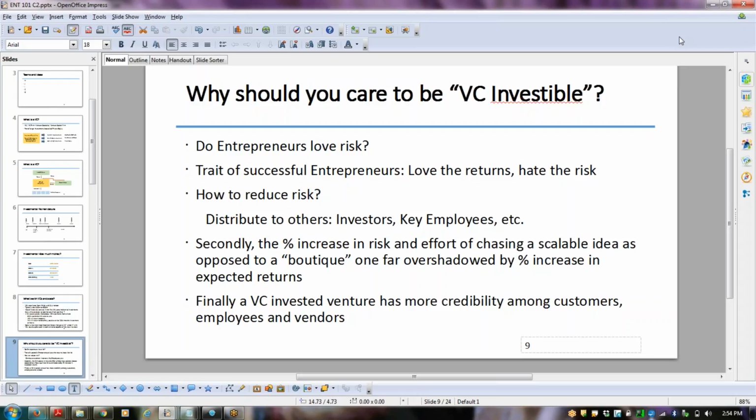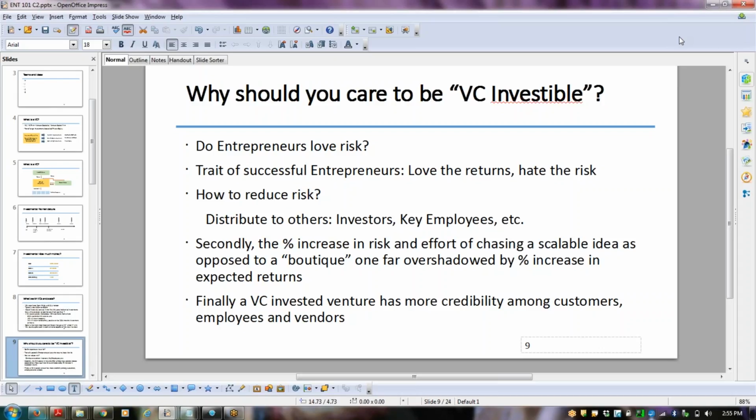After that, one final thing is a VC invested venture has got more credibility. It has got more credibility than just a venture that you have started with your own money. That's a fact of life that you need to understand. When one person believes in something, there is a limited number of people who would believe in the same. But when 100 people believe in something, you can get more people to believe in that.